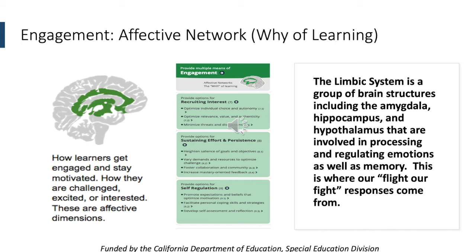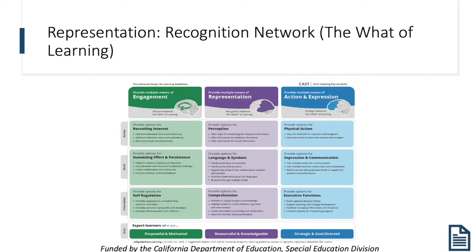To activate this area of the brain, we need to promote the way students are engaged to develop students that are purposeful and motivated learners. Remember the variability of learners discussed previously, as well as the process by which expert learners are developed. Let's transition to the principle of representation.